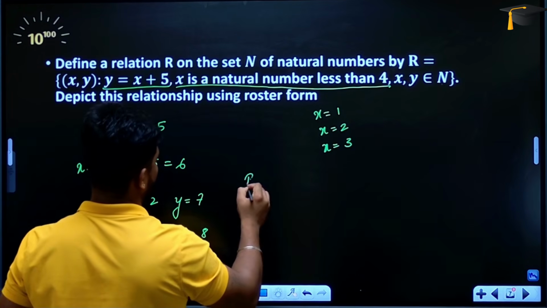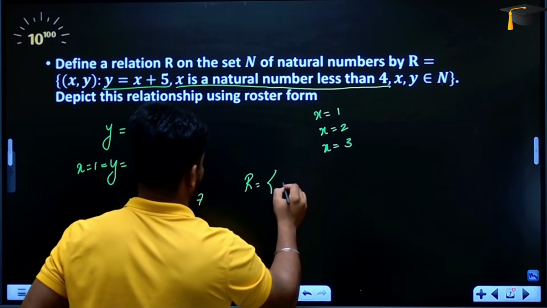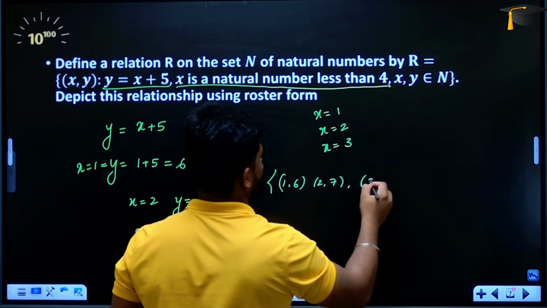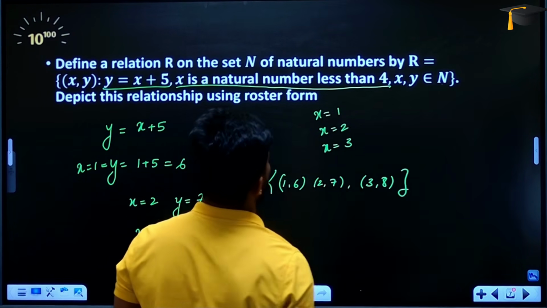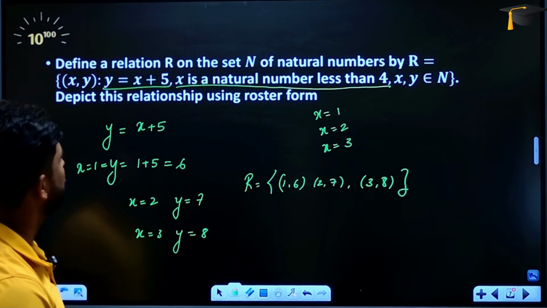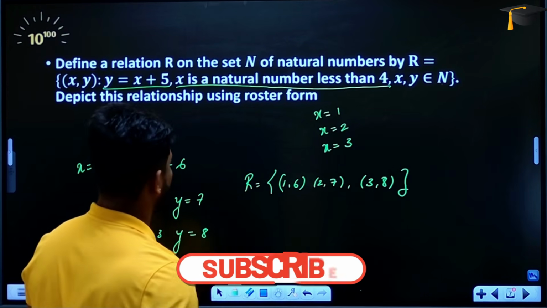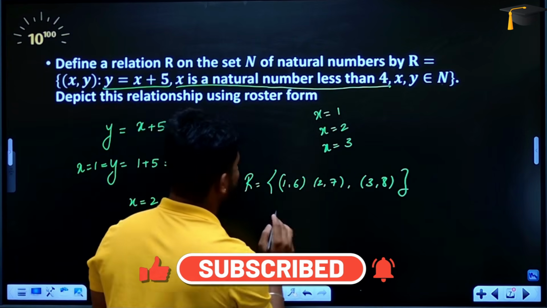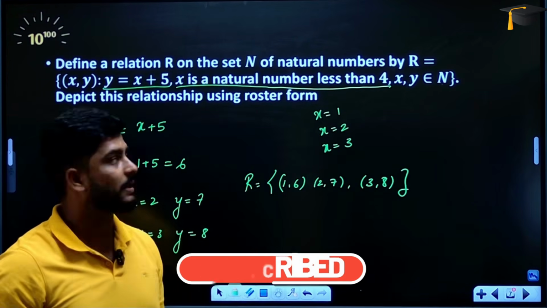So now the relation is what? The relation is (1,6), (2,7), and (3,8). That's all is the relation, right? Yeah. So depict the relation using the roster form. So we have to write this in the roster form. So we have written. Now domain and range are not asked. If domain is asked, all the first values; if range is asked, all the second values. So this much writing is enough, children.